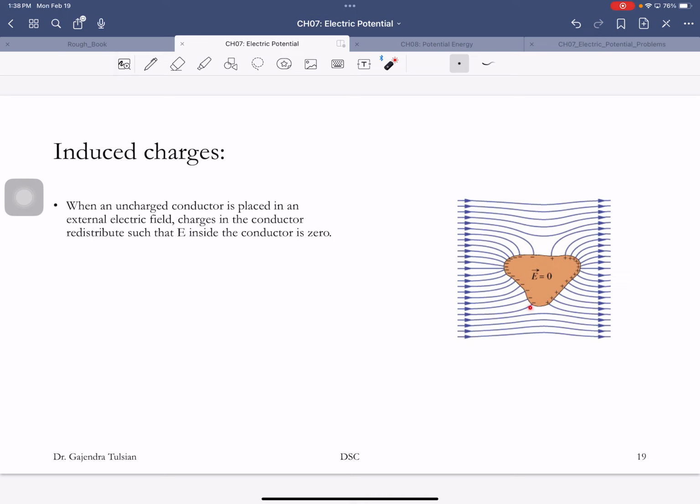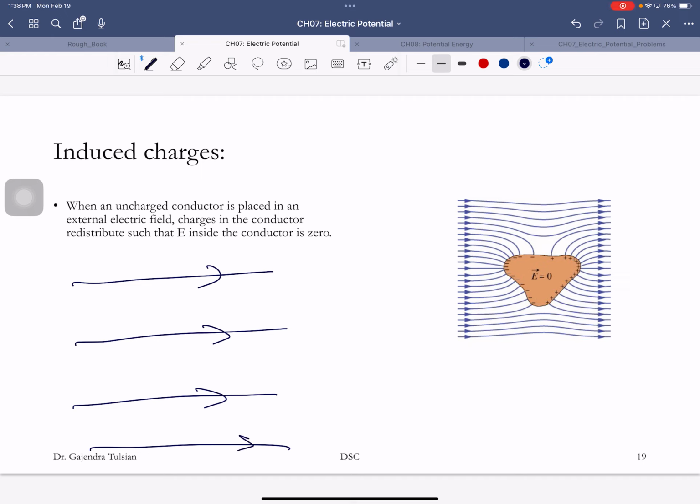What this is showing you is the following. Let's say you have a region of uniform electric field, and then you go bring a piece of metal and put it here. This metal alters the electric field around it because it wants the electric field to be 0 here. So what happens is charges redistribute to make sure that the electric field is 0 inside. Okay?